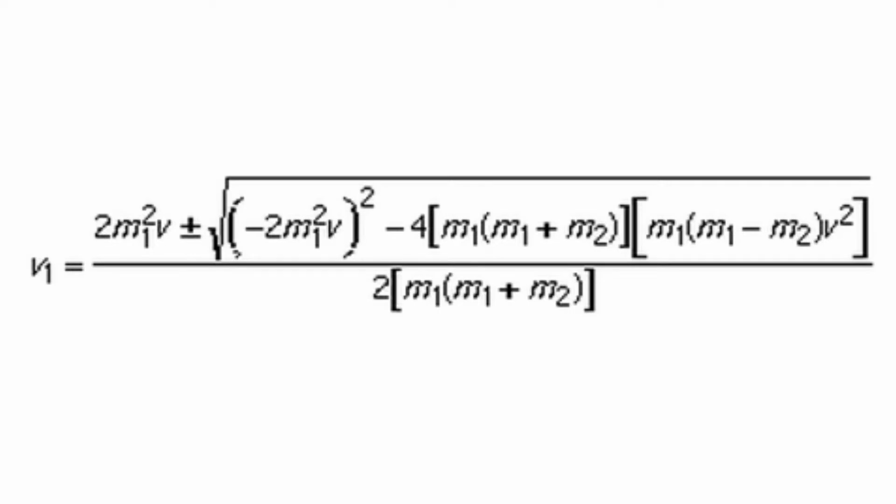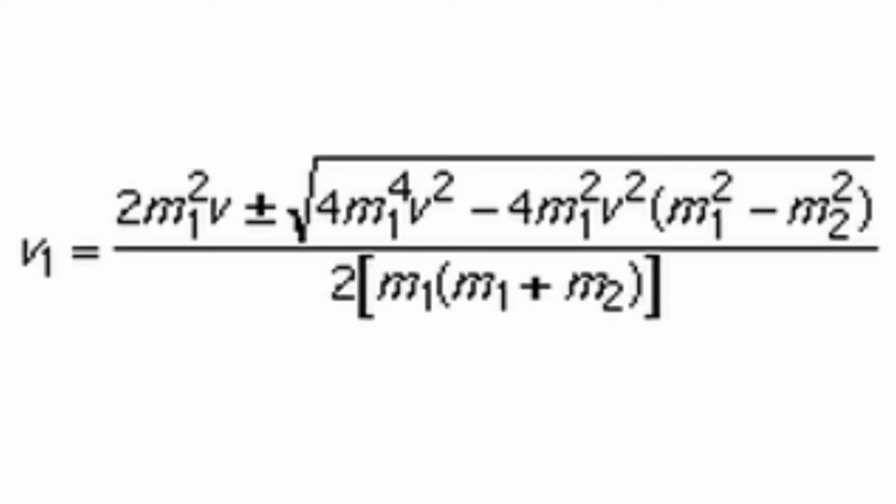Plugging all this in, we get v1 equals 2m1 squared times v plus or minus the square root of negative 2m1 squared times v all squared minus 4 times m1 plus m2 times m1 minus m2 times v squared, all divided by 2 times m1 plus m2. Inside the radical, the last term of the discriminant has factors like a plus b times a minus b equals a squared minus b squared. So everything will stay the same, except inside the radical it is shortened down to 4 times m1 to the fourth v squared minus 4 times m1 squared times v squared times m1 squared minus m2 squared.